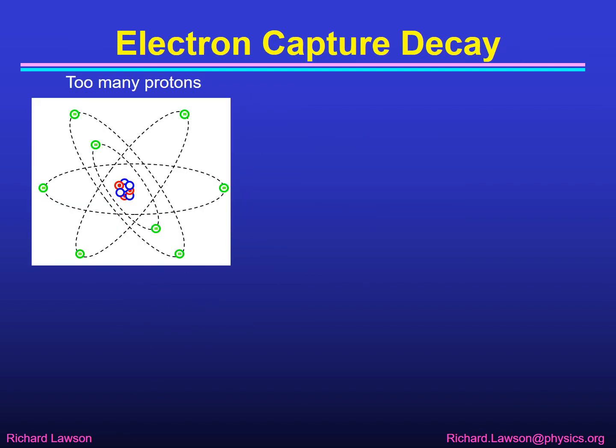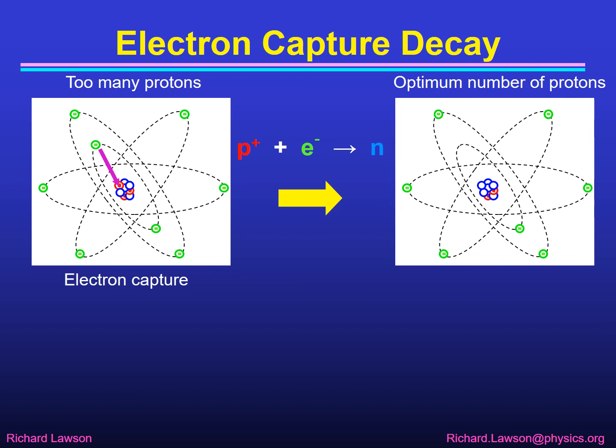So if we start with electron capture decay, this happens when we have too many protons. If we look at the nucleus here, we find that it can capture one of its own orbiting electrons, and the electron that's captured combines with the proton. They each have opposite charge, so we end up with a neutron which has no charge. So the proton capturing an electron turns into a neutron.